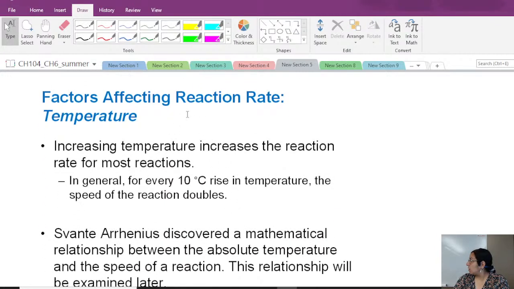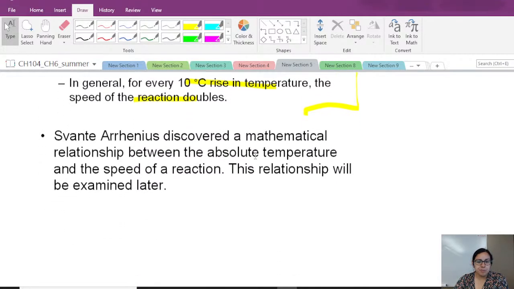Temperature also plays a factor, of course. This is just what they noticed. You don't have to know this, it's not that important, but in general, for every 10 degrees rise in temperature, your speed doubles. But all we're saying is, temperature increases, reaction rate increases in general.